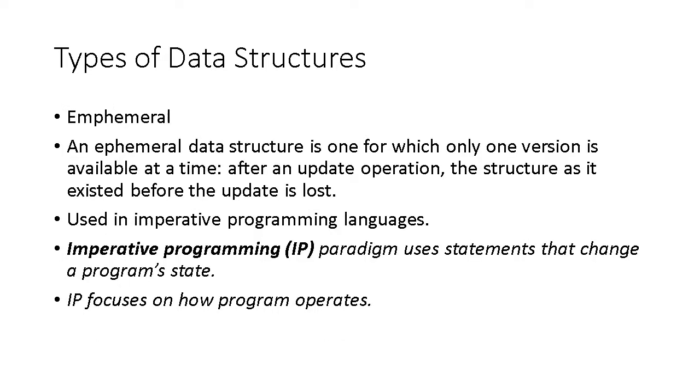Another type is ephemeral data structures. An ephemeral data structure is the one for which only one version is available for a variable at a time. Only a single version is available. So even if we have an updated value, it is going to use the new updated value of the variable and not the previous one. The previous one will be overwritten by the new values.